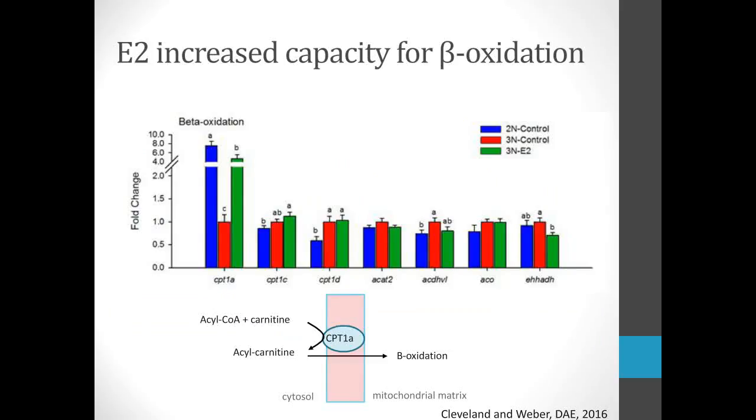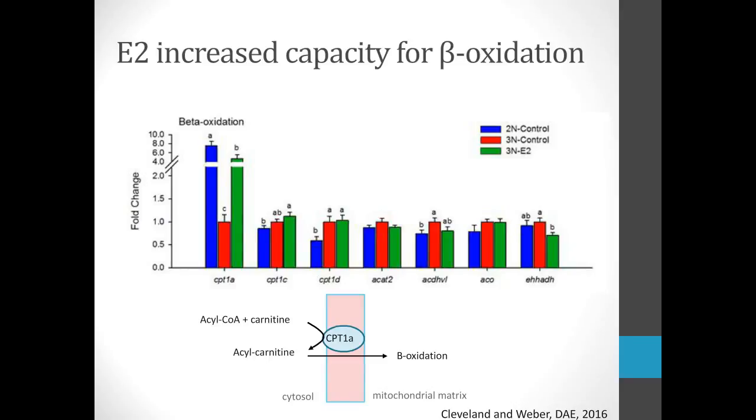In combination with reducing de novo synthesis of fatty acids, estradiol also seems to increase the capacity for beta-oxidation, and that's the breakdown of fats for energy. In both maturing diploids and estradiol-treated triploids, there is a considerable increase in the expression of carnitine palmitoyltransferase 1A, which is the CPT1A, the first gene on this graph. This is the rate-limiting enzyme that shuttles acyl-CoA into the mitochondrial matrix where it's oxidized for energy.